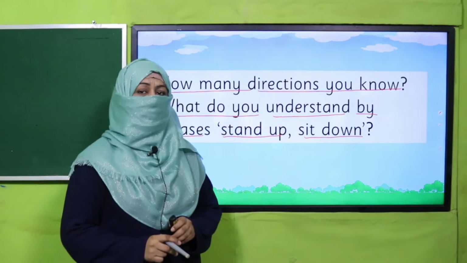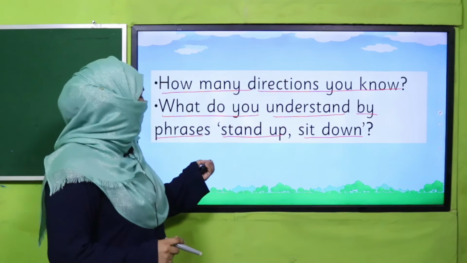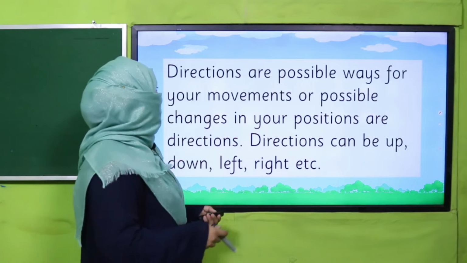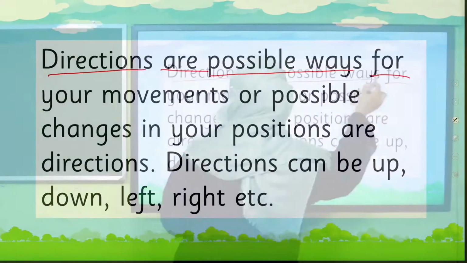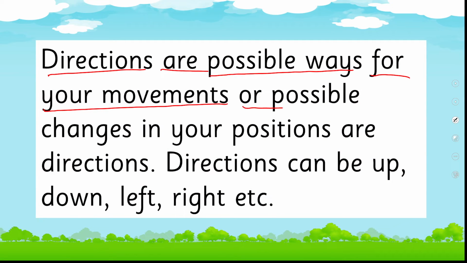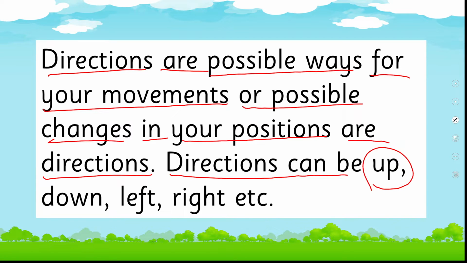Yes, my dear students, I hope you have answered these questions, and now let's learn about it. Directions are possible ways for your movement, or possible changes in your positions. And directions can be up, down, left, right, etc. There can be more directions, but we know when we are talking about right, left, up and down.